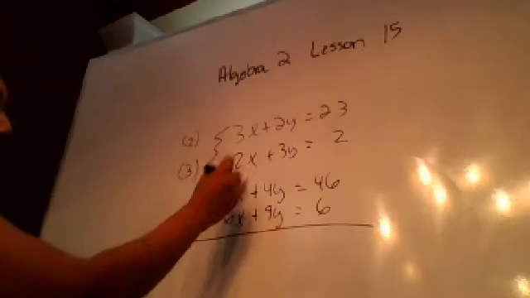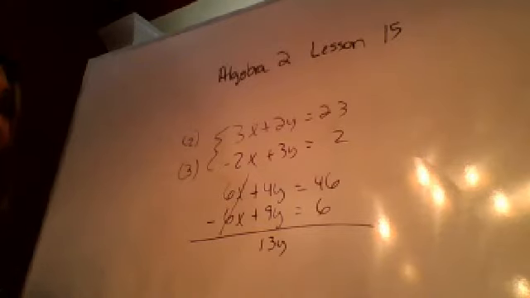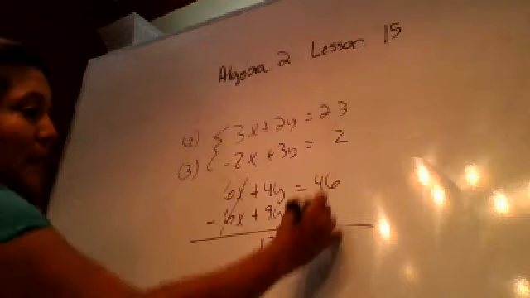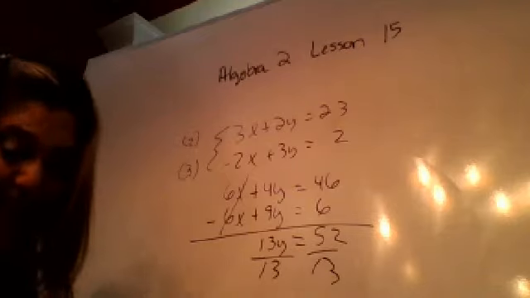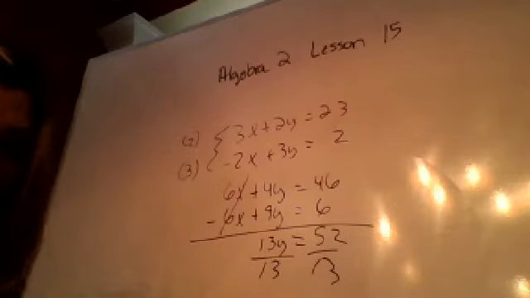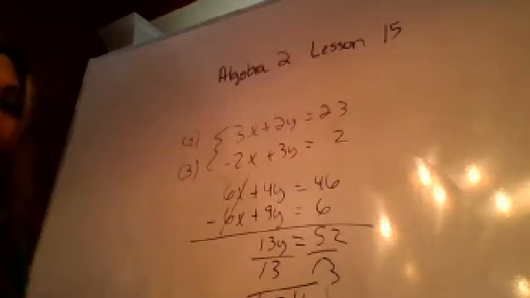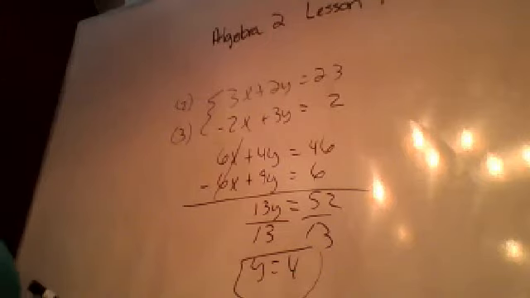So now these equal 0, so I'm left with 13y, because remember, how do we add terms? They have to be like terms, add the coefficients, and this is 52. Divide both sides by 13, and we get y equals 4. Okay, so how do we go back and check it?